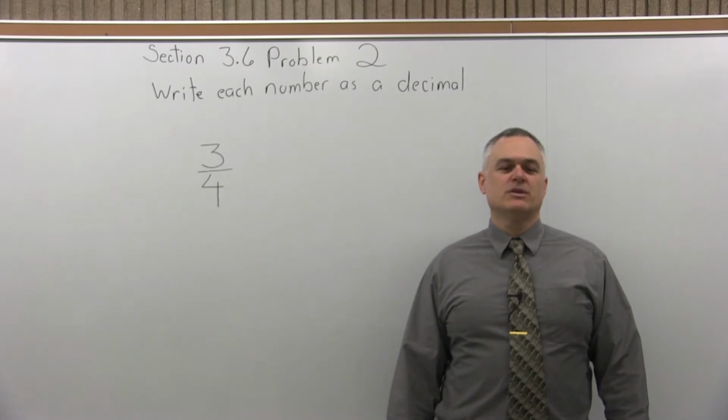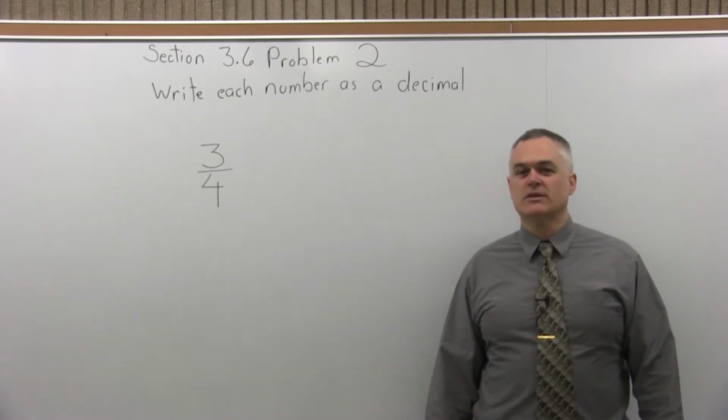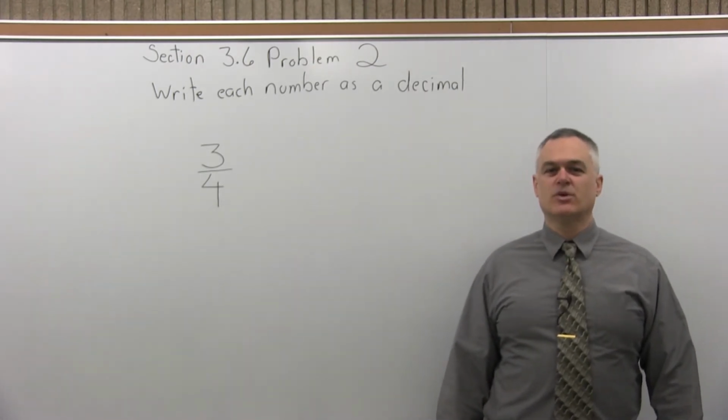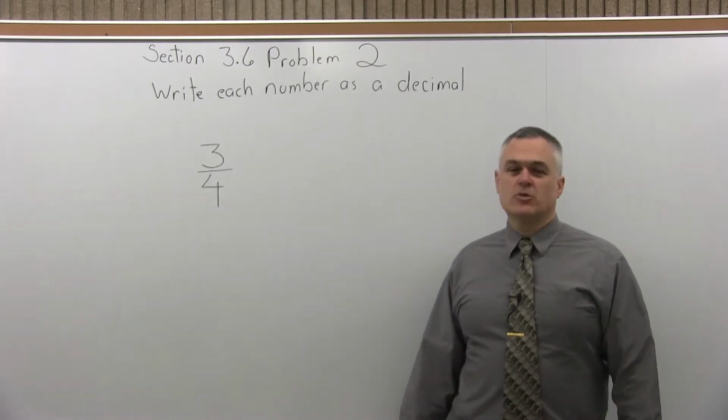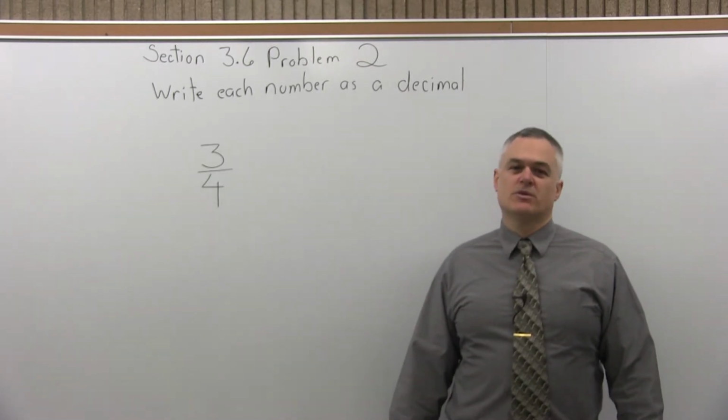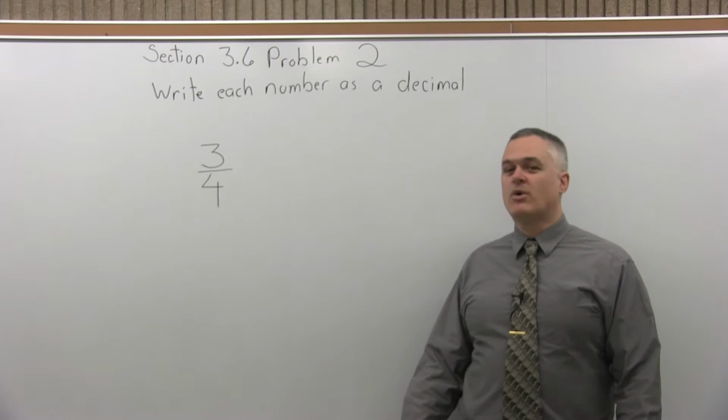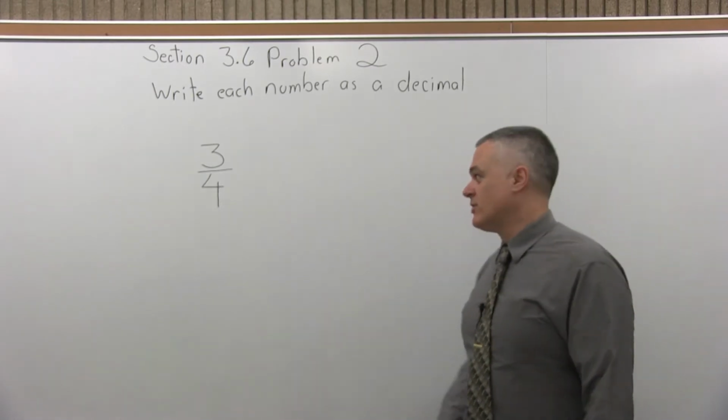This is Section 3.6, Problem 2. It says write the number as a decimal, and we have 3/4. So quite a few people recognize this as being equivalent to 0.75, but let's see why, or if you don't know that or don't remember that.